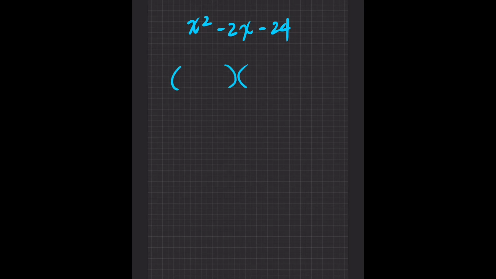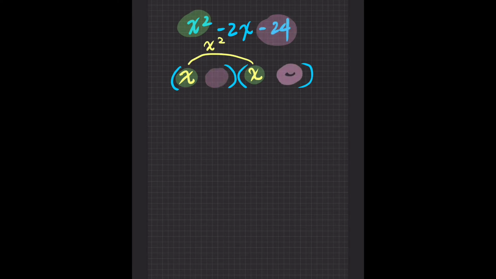So immediately we put the double brackets in. The first term, the square, is the first term inside the bracket. That means the only way we can get an x squared is if you multiply x by itself. So x times x will give you x squared. Now, the constant is the second term in the bracket.